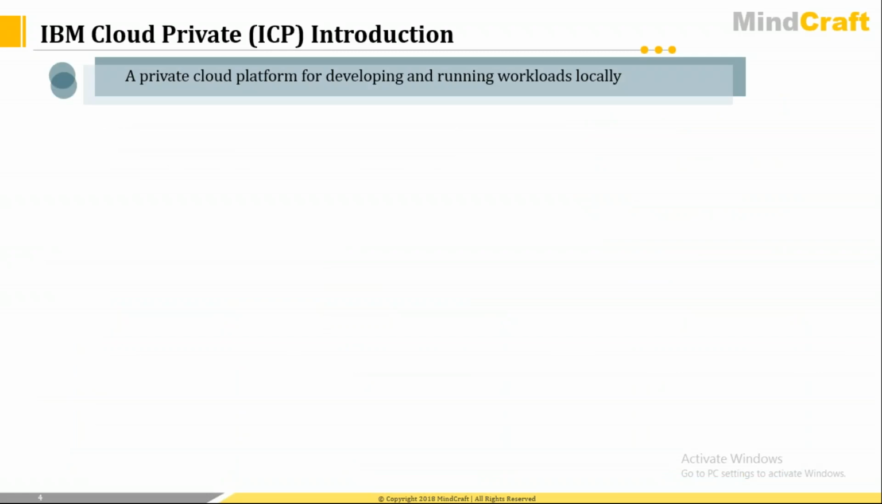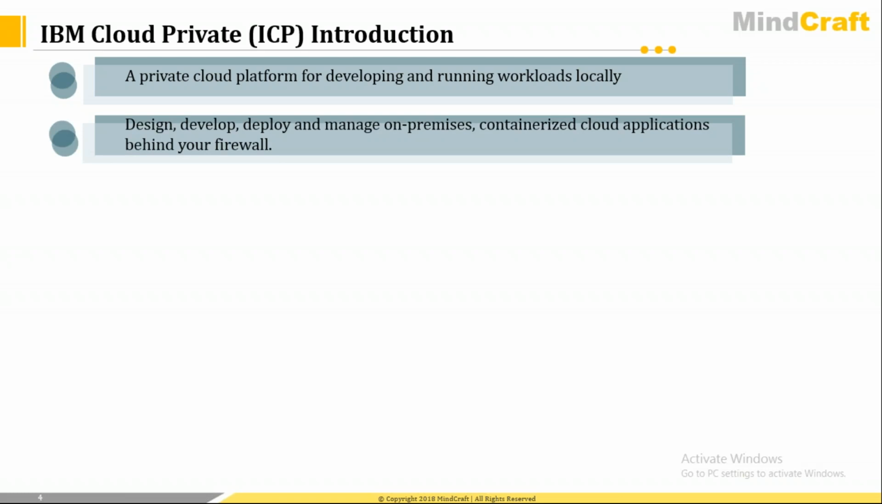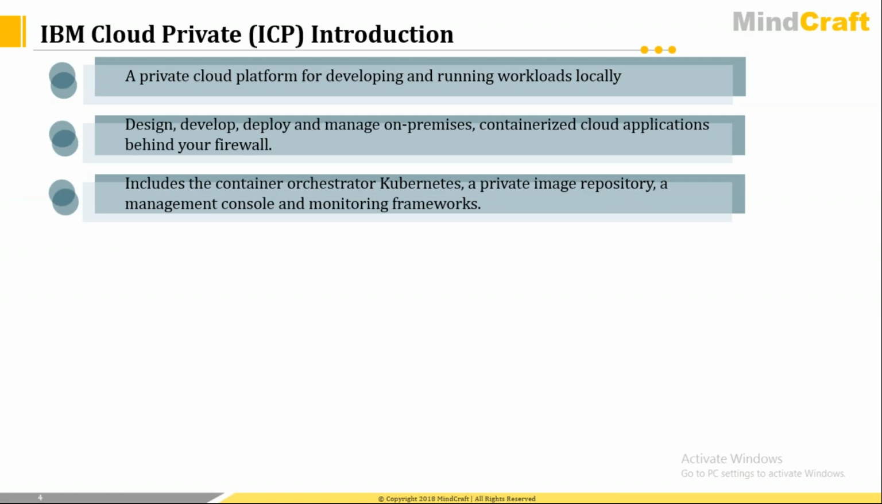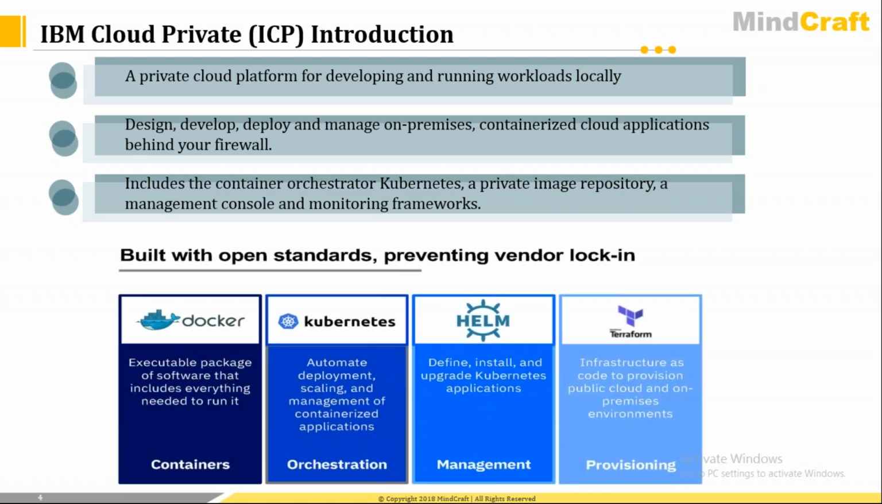ICP. ICP is nothing but a cloud platform offering from IBM for developing and running workloads locally. It is used to design, develop, deploy, and manage on-premises containerized cloud applications which reside behind your firewall. It includes a container orchestrator like Kubernetes, a private image repository, a management console, and a monitoring framework. It is built on open standards which include Docker, Kubernetes, Helm, and Terraform.